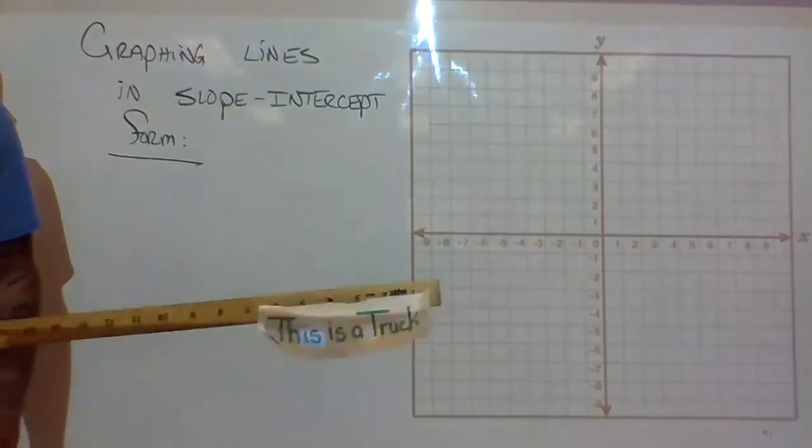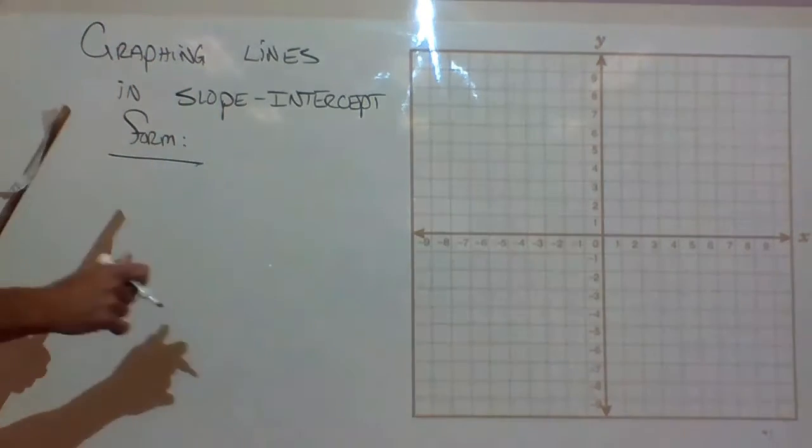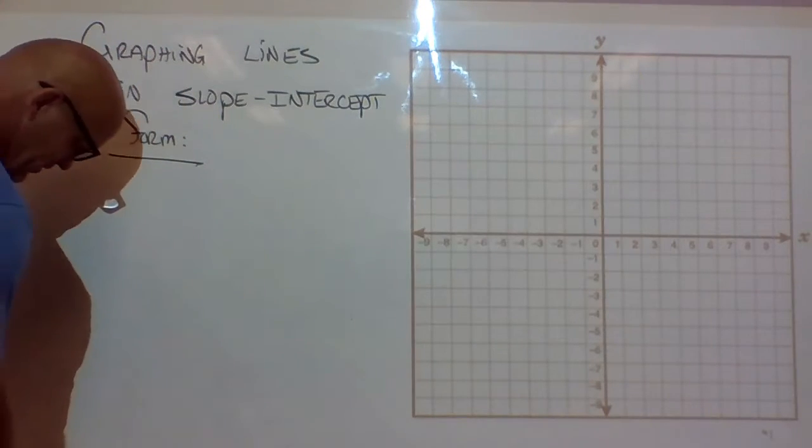Again. Just so you know, got my meter stick. This is a truck. You'll understand that down the road. So we're going to graph lines in slope-intercept form.